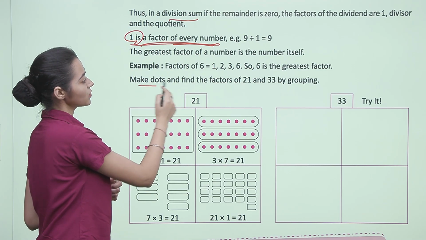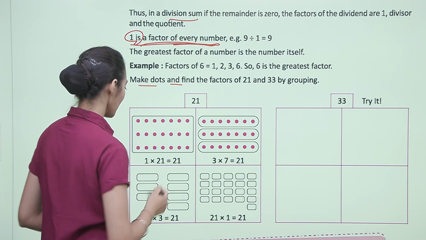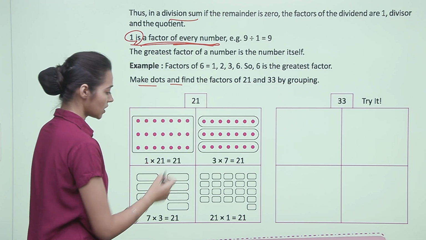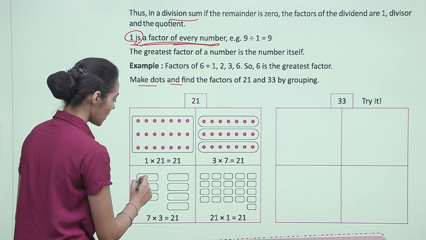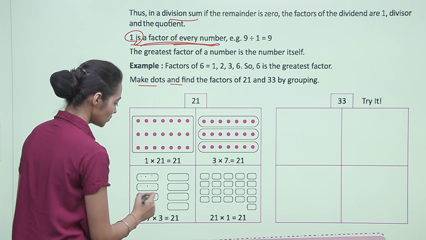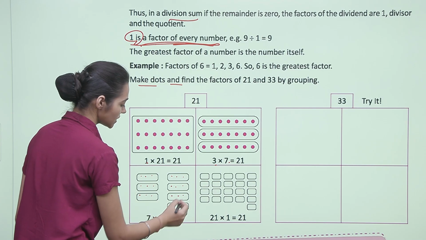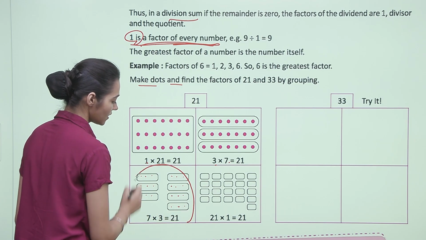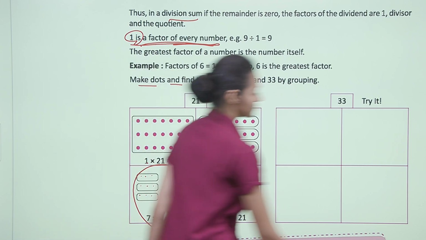So here we are making dots and finding the factors of 21 and 33, that you have to try by yourself. Now here 1 into 21 is 21, 3 into 7 is 21. Now here we have 1, 2, 3, 1, 2, 3, 1, 2, 3. 3 dots of 7 groups each. Here 7 3s are 21. That's how you can complete the remaining part.